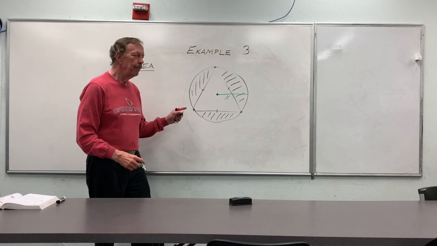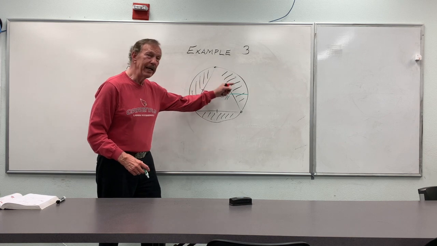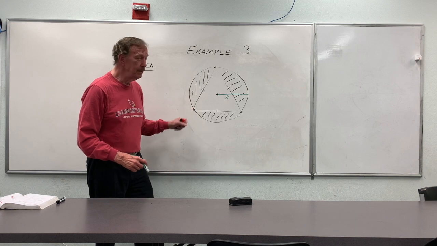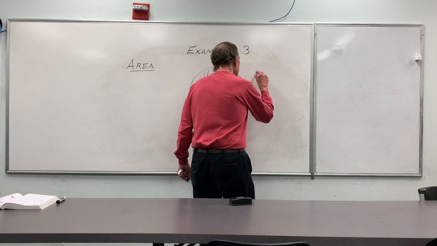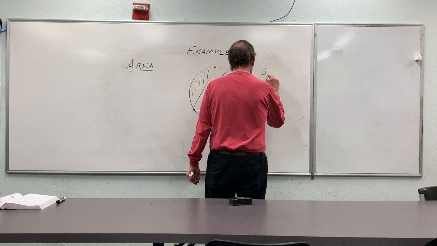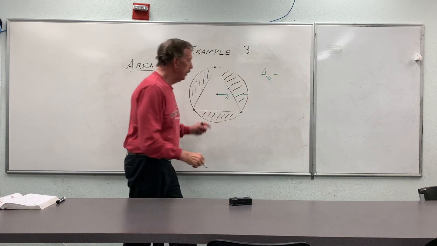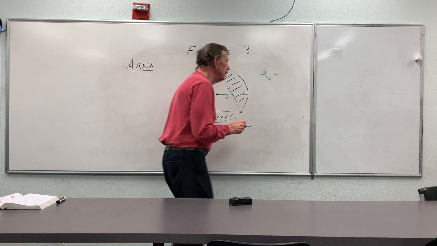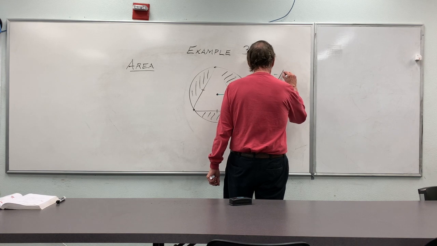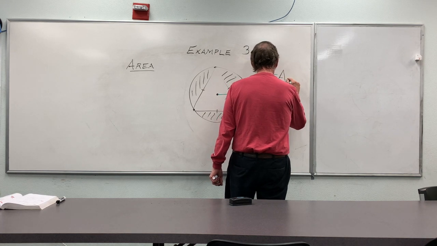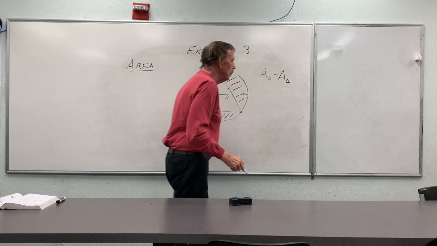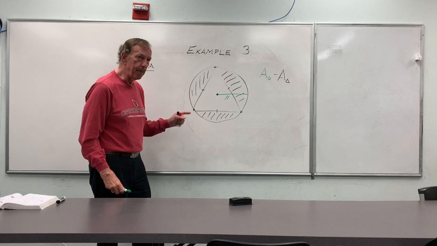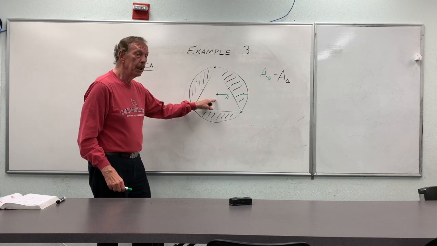In this example, what we want is the shaded area. So we have to take the area of the circle and from it subtract the area of the triangle. The area of the circle is given to us by pi r squared. Radius is 11.